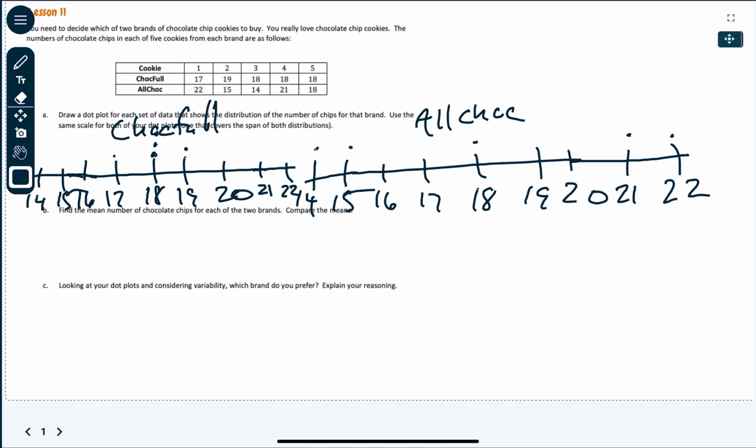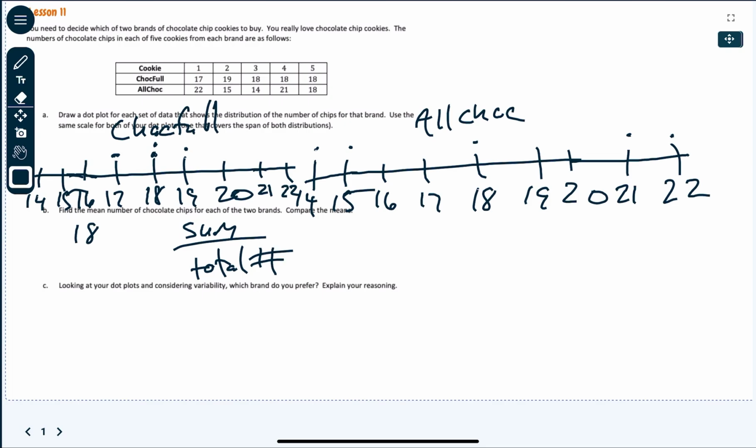Now, B says, what, did we finish that one? All it wanted us to do was draw it, right? Okay. B says, find the mean number of chocolate chips for each of the 2 brands. Well, I can know by how these are plotted here that 18 is going to be the mean for both of them. But how do we find the mean? The sum divided by the total number.